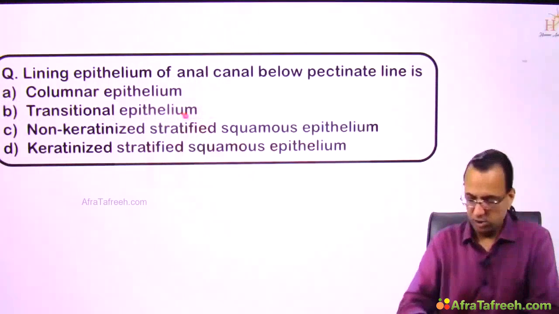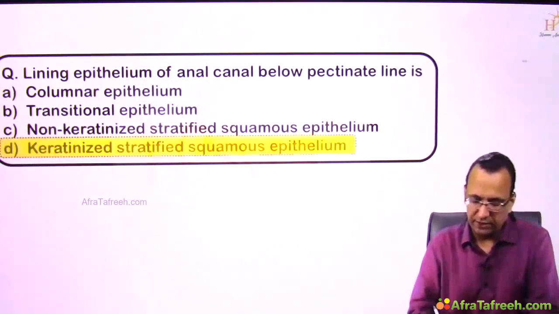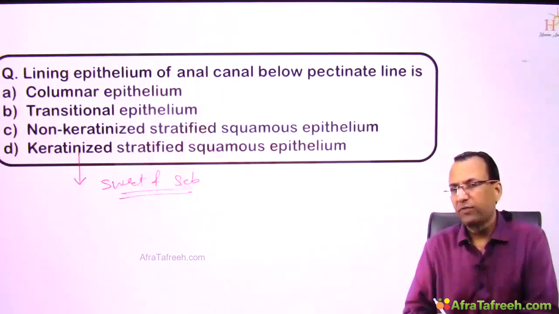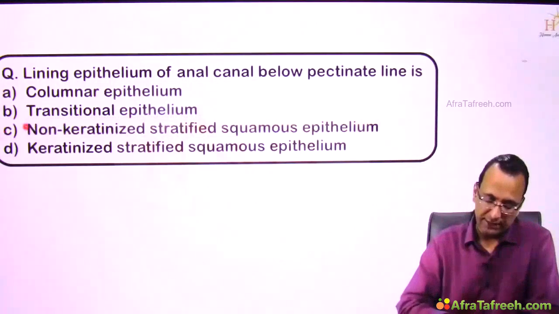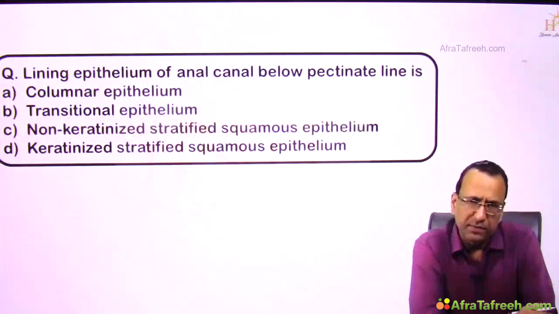And what is your answer? My answer is here. And what is the terminal most anal canal? Terminal most anal canal is keratinized, and not only keratinized, there are sweat glands and sebaceous glands also below the white line of Hilton. But our answer should remain choice number C. So keep your answer as choice number C, and let's proceed further.